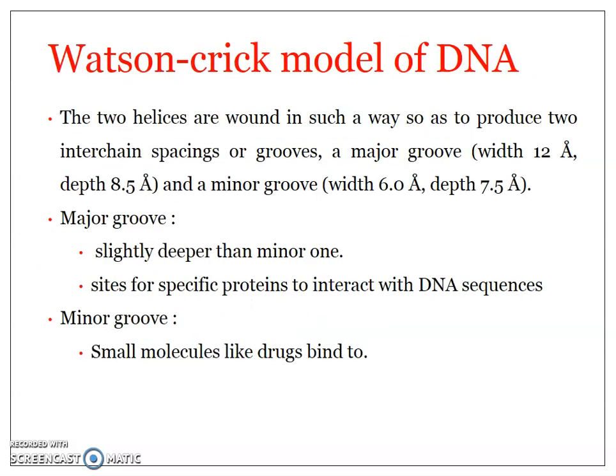Now the two helices are wound in such a way as to produce two interchain spacings, and these interchain spacings are known as grooves. You may have seen these coil ropes wound around, isn't it? There will be two strings, wound around in a helical fashion to form a coil rope. If you unwind it slightly, you can see so many grooves, so many gaps at various places, and these spaces are known as grooves.